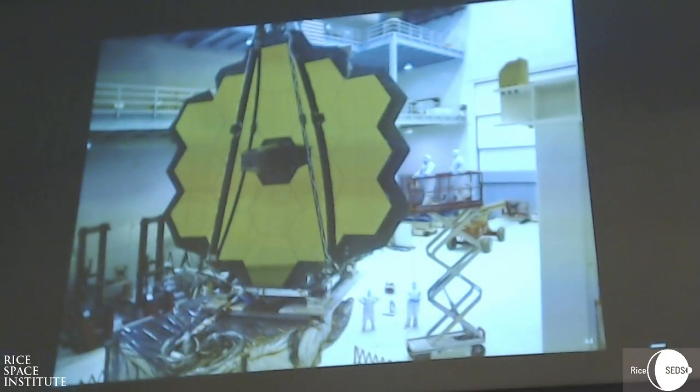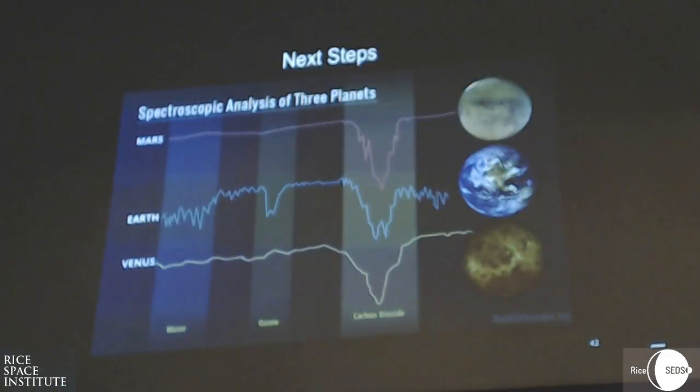What can follow up TRAPPIST and other nearby planets, of course, is JWST. JWST has been down in the big chamber here at JSC, just came out of that. It's on its way to being completed and it'll be launched in early 2019. And so it's a tremendous telescope that will allow us to follow up on a lot of these discoveries.